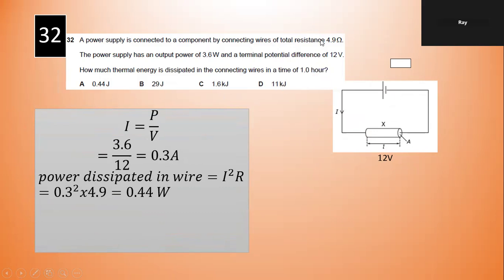R is given there. The energy is P times T, 0.4 watt times 3600, 1 hour, change to seconds. Okay, good.